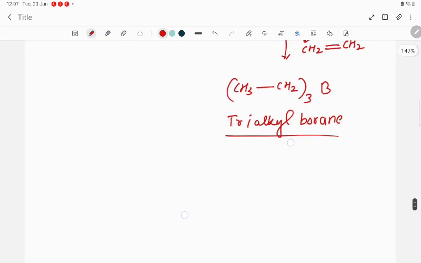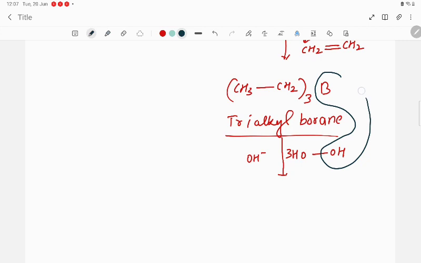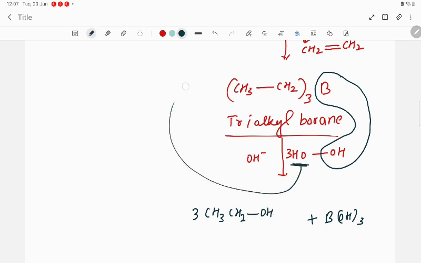Now students, in this reaction in basic medium, you write OH and OH, and you have to take 3 molecules of peroxide, this is hydrogen peroxide. So it forms B(OH)3, and 3 moles of what, ethanol, are going to be obtained. This OH is going to add here. So 3 molecules of ethanol. So this is the one reaction.